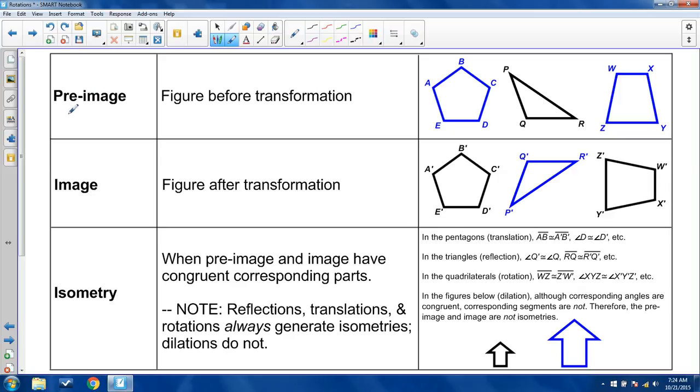Alright, much like all the other transformations, I want to make sure these vocab words are clearly defined so that when I use them, you're not lost. First term here is preimage. It's the look of an object before you transform it. So it's the original thing.